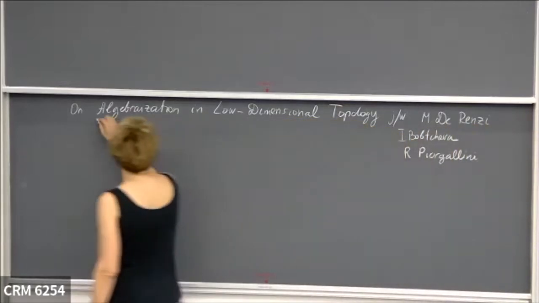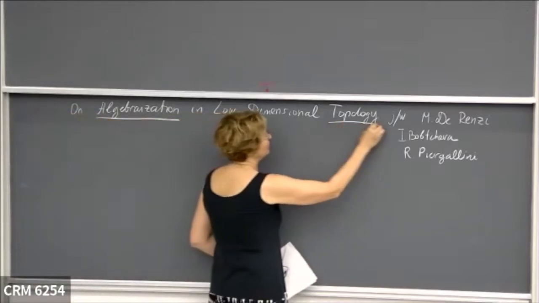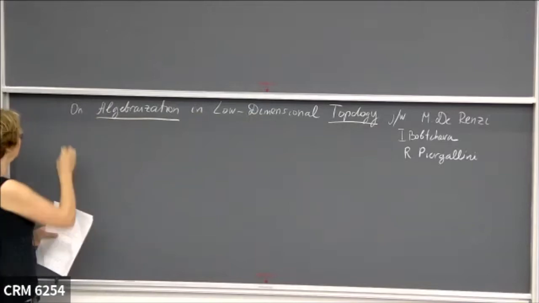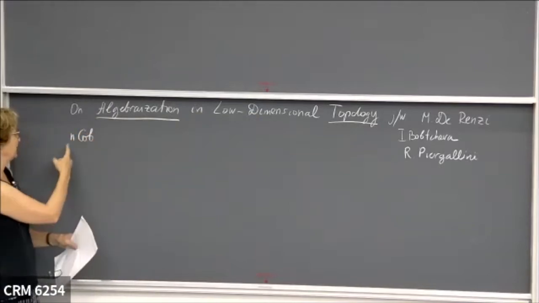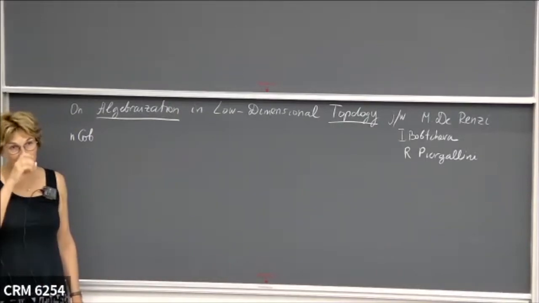topic, which actually provides a complete algebraic description of some main objects of interest in low-dimensional topology, namely the category of n-dimensional cobordisms for n equals 3 and 4.